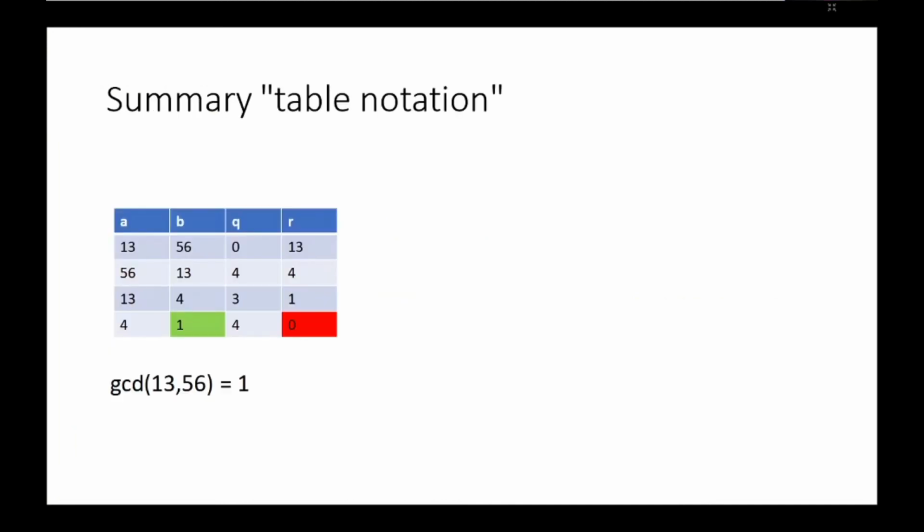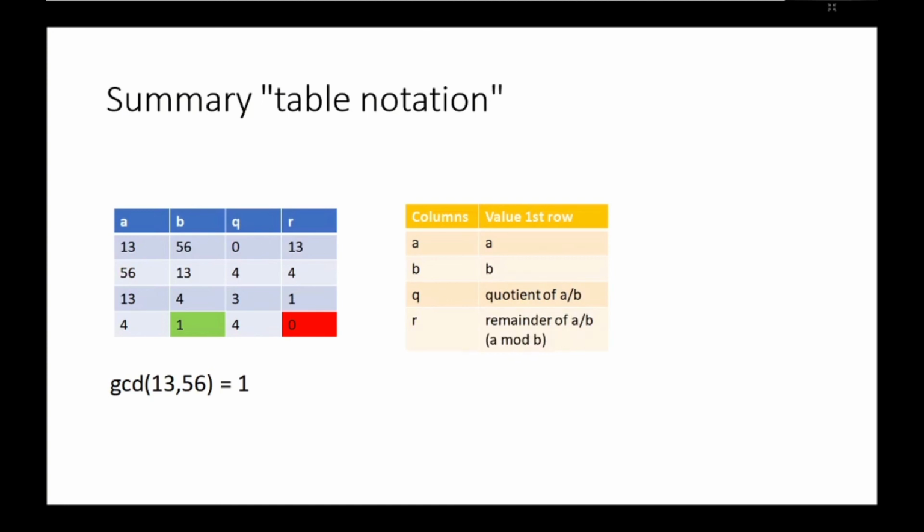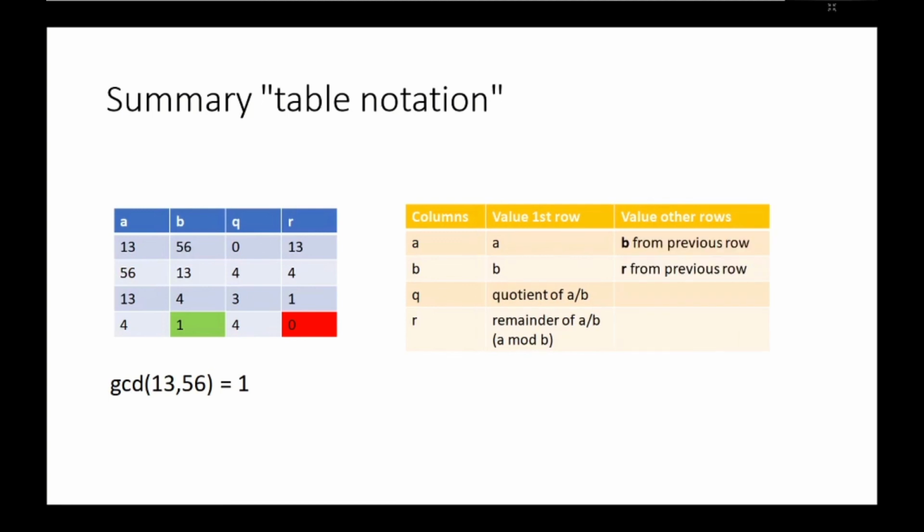And let's give a summary of the table notation. You create a table with 4 columns, A, B, Q and R. Now on the first row of the table, A and B are just the A and B that you start with, and Q is the quotient of A divided by B, and R is the remainder of A divided by B, which can also be calculated with A mod B. Now on any other row of the table, A has the same value as the B from the previous row, and B has the value of R from the previous row, and Q and R are still the quotient and the remainder of A divided by B.